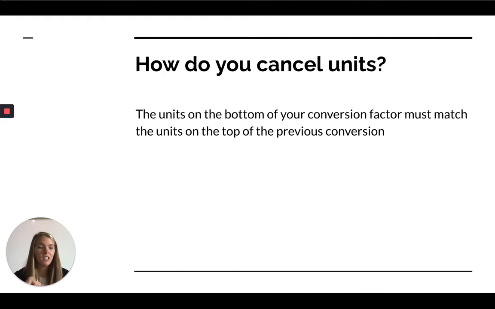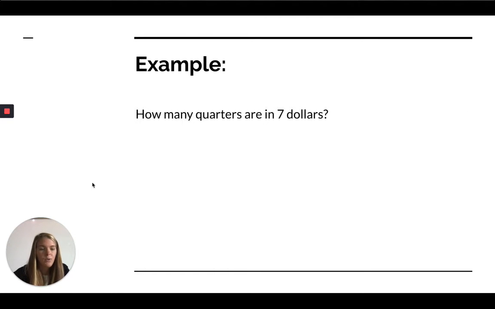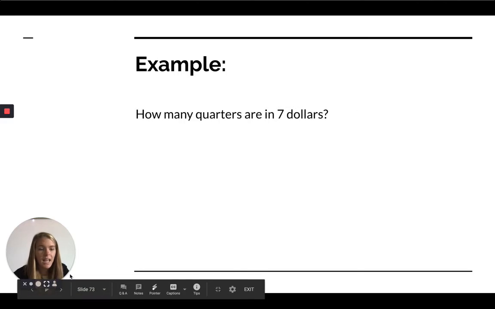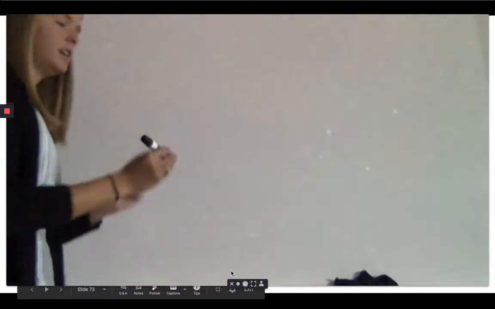So canceling units is also very important. We talked about this briefly when we talked about density, of how do we cancel grams on the top and grams on the bottom. Units are going to be canceled if you have a unit on the top of your conversion factor, and on the bottom you can cancel it. Okay, that'll make more sense when we go over this example problem here. So how many quarters are in a dollar? Let's do that together here.